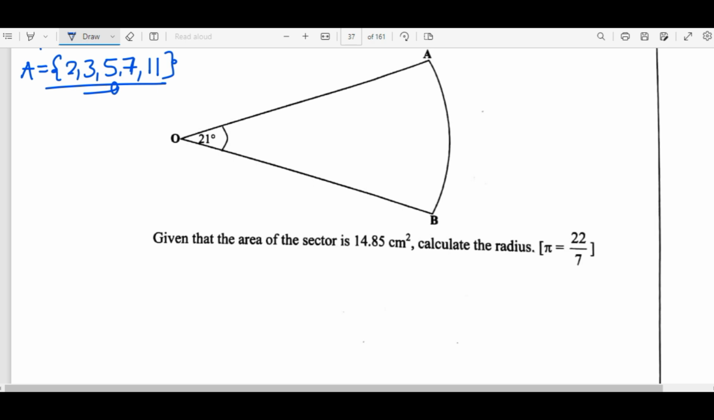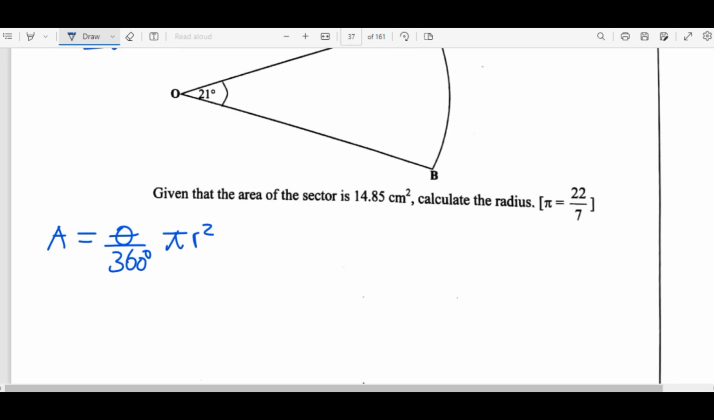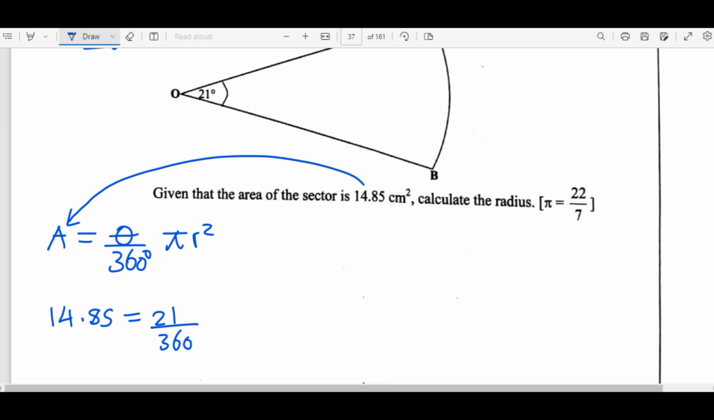So what is our first step in our case? We need to write the formula. So area of a sector is equal to theta over 360 pi r squared. Then we are going to substitute. Where there is A, we substitute with the area given, which is 14.85 is equal to, the theta is given, 21 over 360 times 22 over 7 multiplied by r squared.